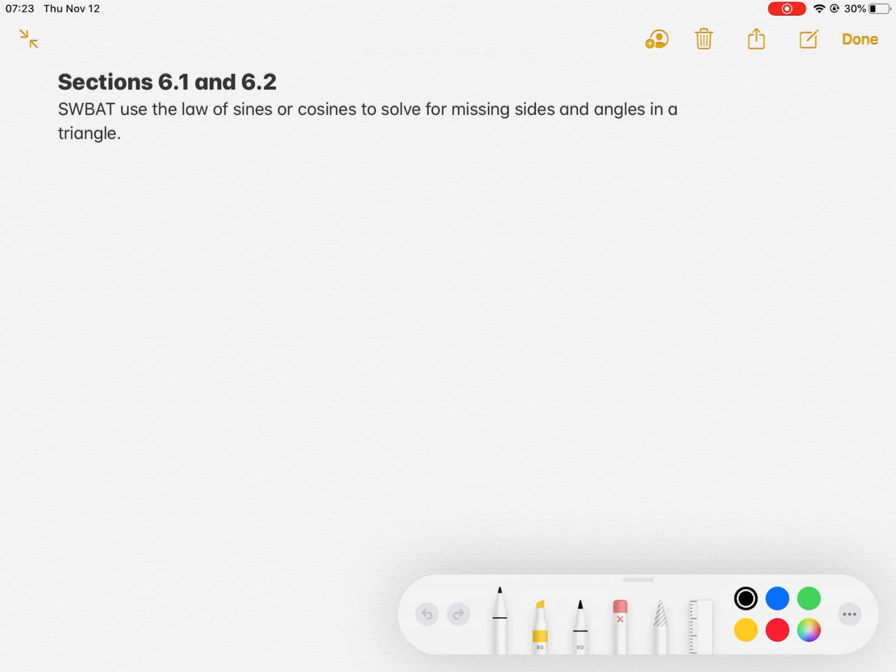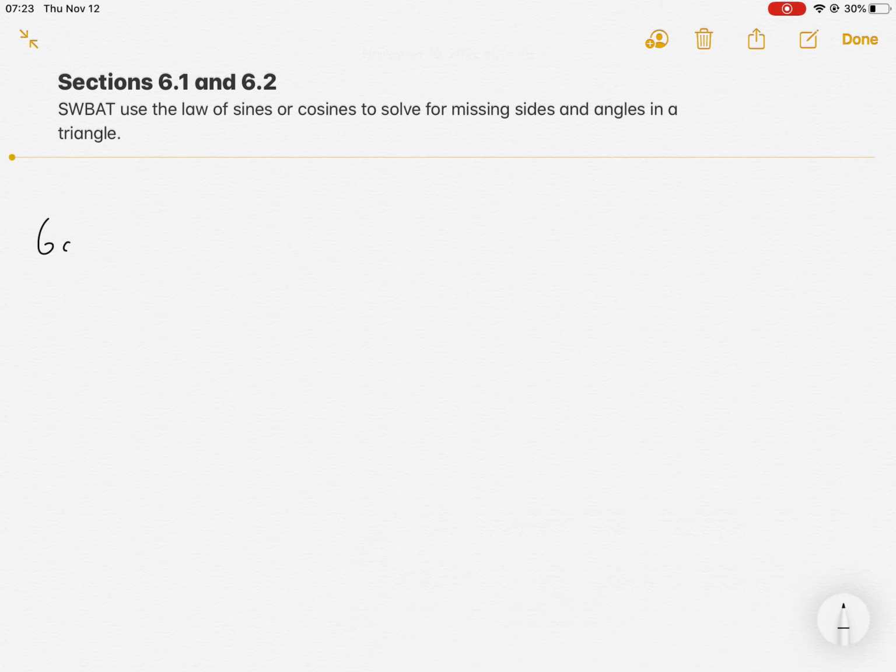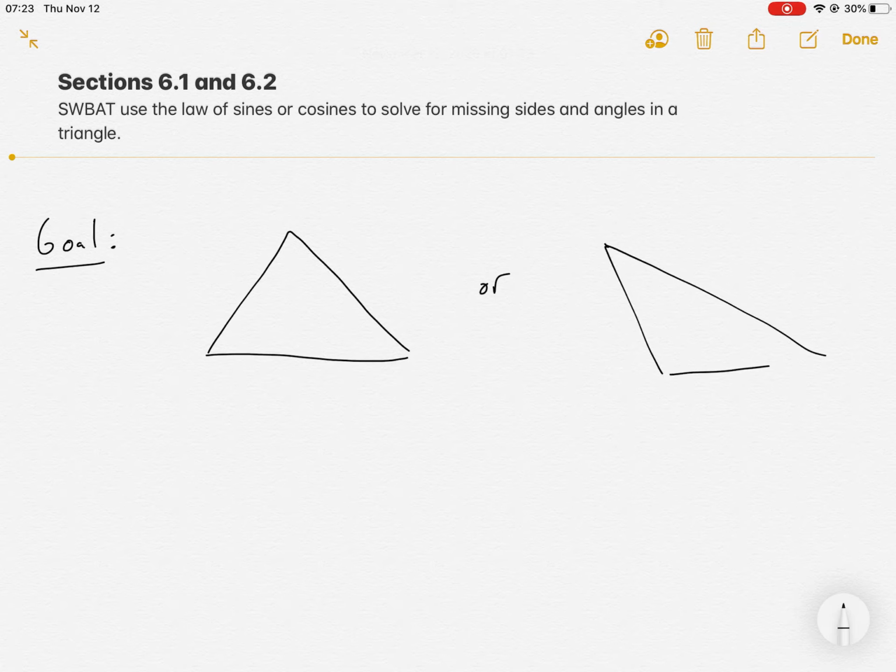So, to start off with, let's just talk a little bit about what's going to be happening in these two sections. So essentially the goal, which I've just mentioned up here, but let me give you a little bit more information, is we're now going to be given any sort of triangle. Could look like anything really. We can have obtuse angles, acute angles. And our goal is going to be to find all of the missing portions of this triangle.